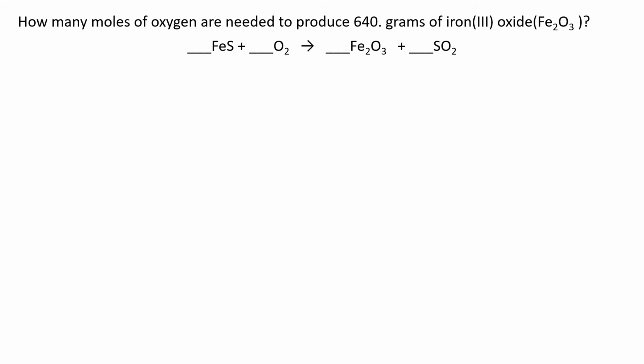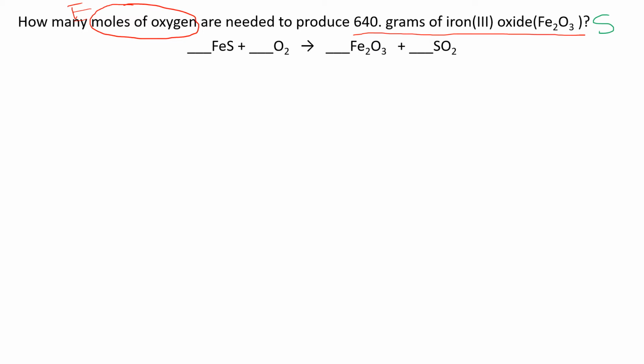This video is going to walk you through a problem using stoichiometry. When tackling stoichiometry problems, I first start with annotating the problem. So the problem reads, how many moles of oxygen are needed to produce 640 grams of iron 3 oxide? My given, I'm going to underline, is 640 grams of iron 3 oxide, and I'm trying to find moles of oxygen. So this is my starting point, and this is my end point.